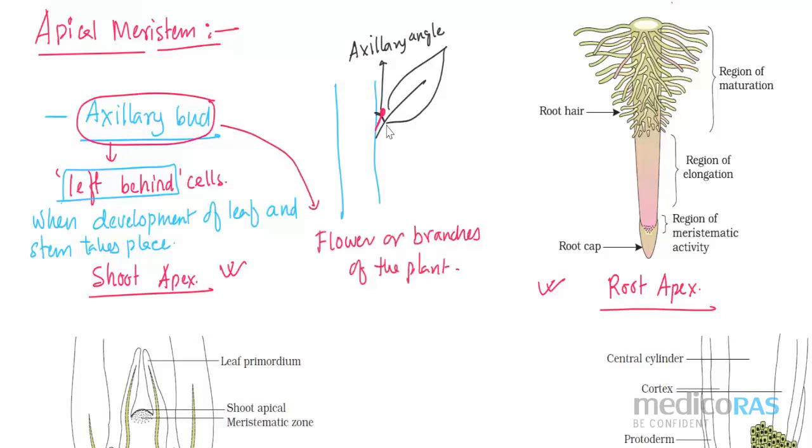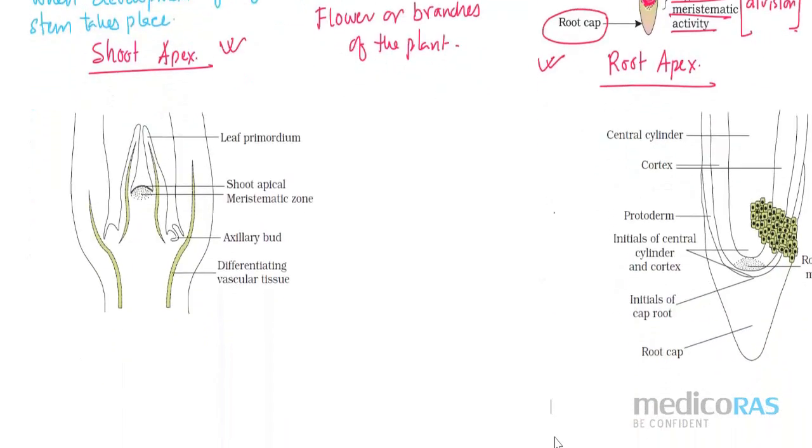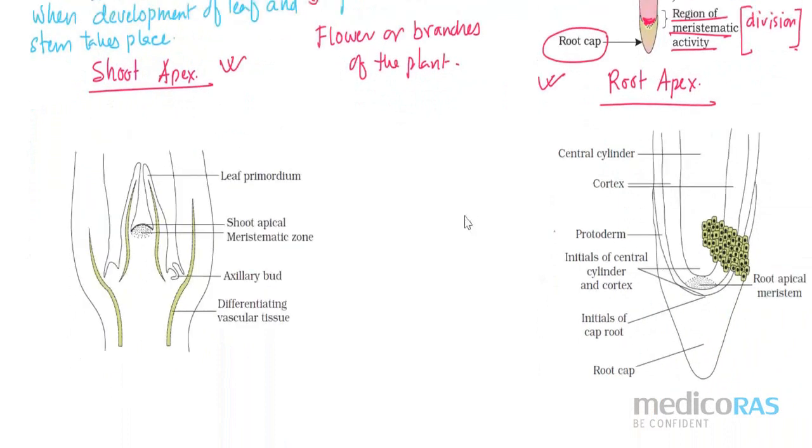Under the root apex concept, we can see the root cap is present just below the region of meristematic activity. This is the region of division, and the other regions of the root apex are the region of elongation and the region of maturation, where root hairs are also present. If we check the structure of the shoot apex and root apex, we can see this kind of structure.